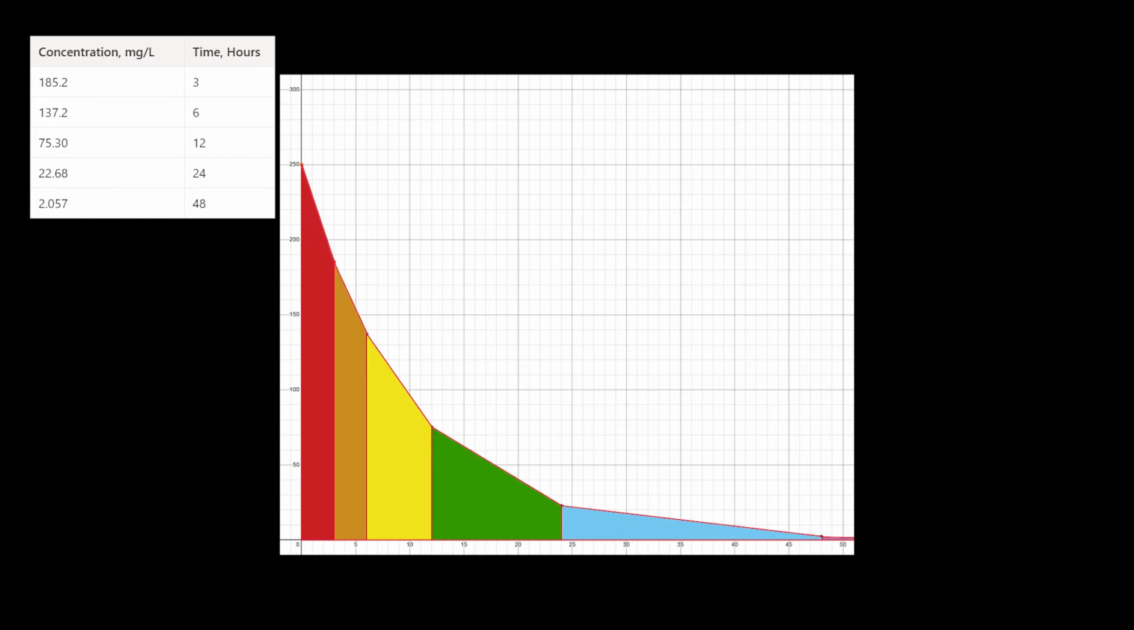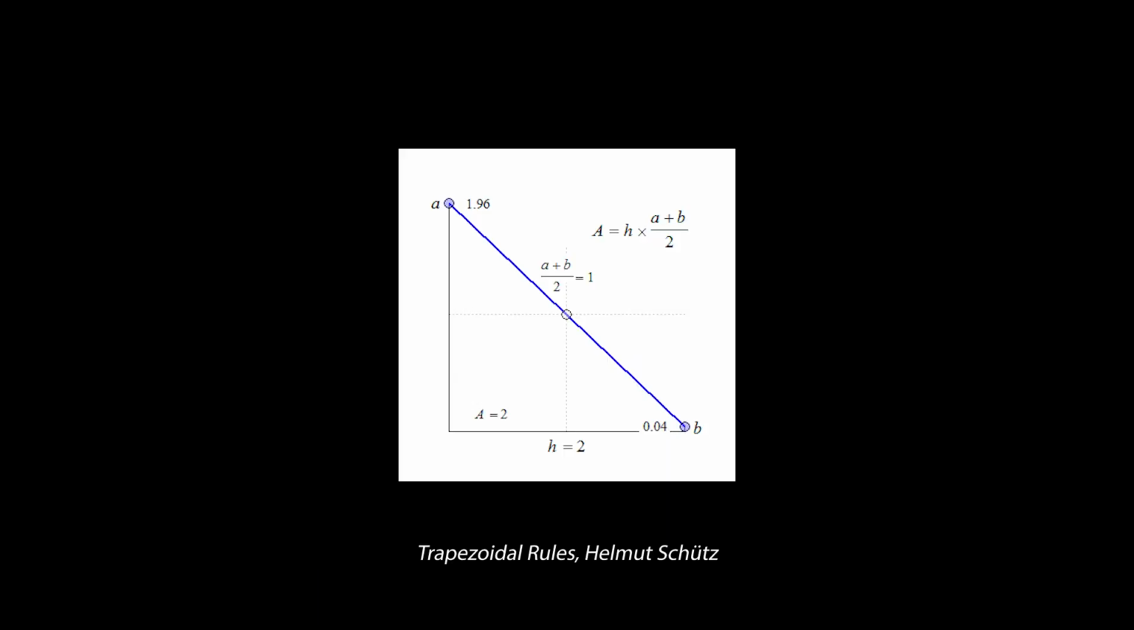I personally like drawing the trapezoids on my scratch paper, especially if there are a lot of trapezoids. The area of a trapezoid is the average of the bases, which is the concentrations, times the height, or the width in this case, which is time. I always remember the formula by thinking of the trapezoids as kind of weird rectangles.